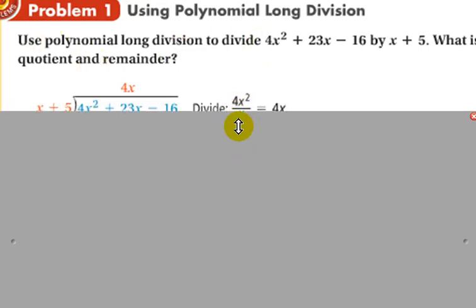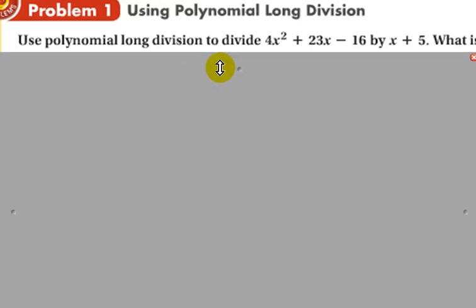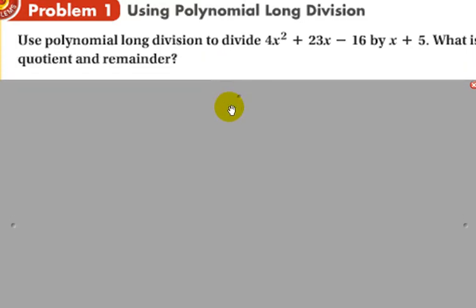All right. This says using polynomials for long division. And this is part of how you're going to start your poster over the weekend. If you're going to get an equation like this, 4x squared plus 23x minus 16, and they say divide this by x plus 5, what is the quotient and the remainder? And you've got a lot of busy work for your homework tonight. It's just division, division, division, division.